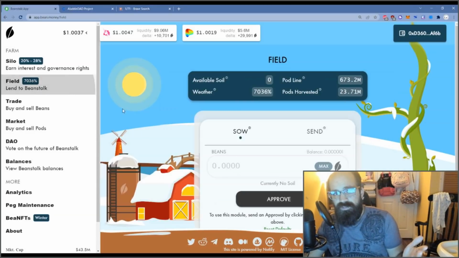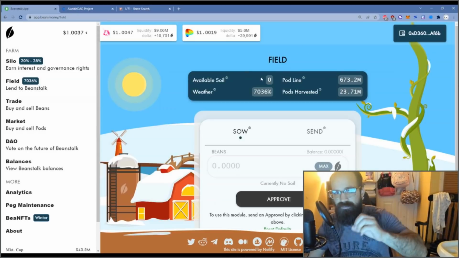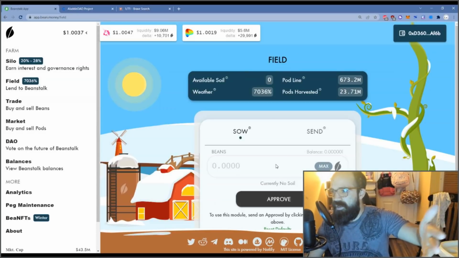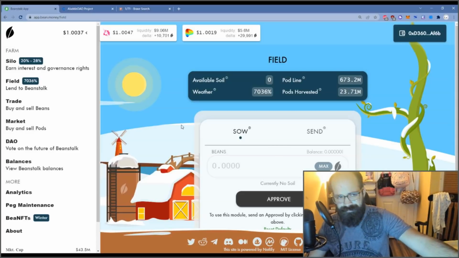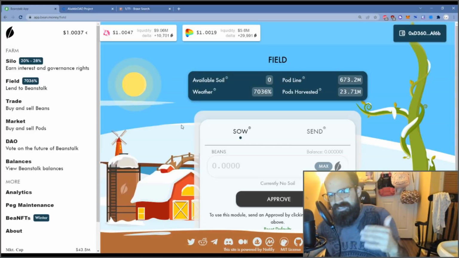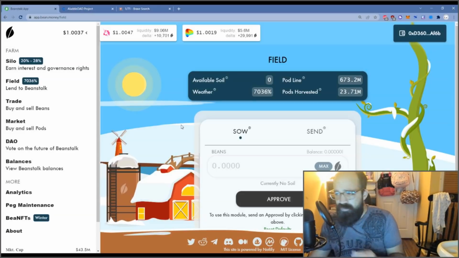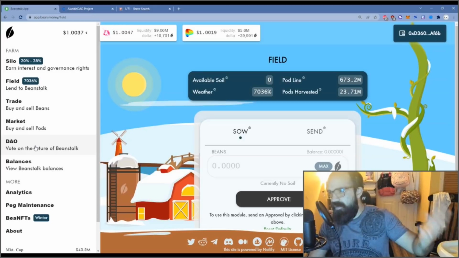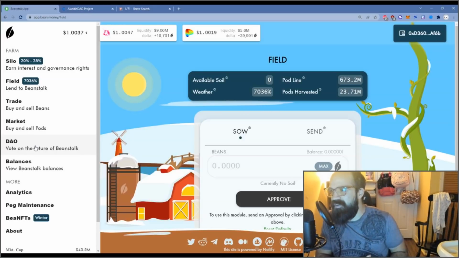Or you can go to the field whenever we're under peg and there's available soil. You can create pods, then resell the pods in the secondary market. That's basically it, guys. That's the whole protocol for the most part. There is governance, but most people really don't care about governance.